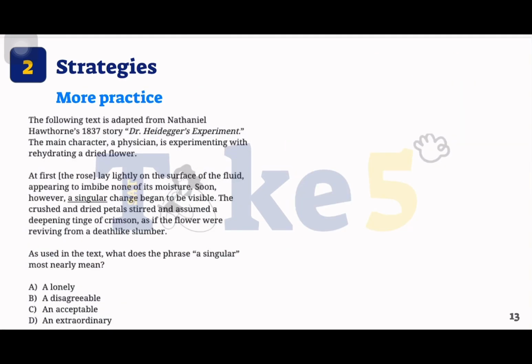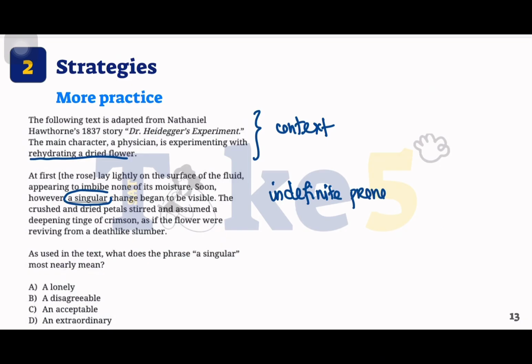For these excerpt questions, it's helpful to read the context provided at the beginning. Here, a physician is doing an experiment of rehydrating a dried flower. We see that the phrase we need to find the reference for is a singular change, but using such an indefinite pronoun like this means it has not been mentioned previously. So the cue for reference will be somewhere after this. So what is the characteristic of this change?